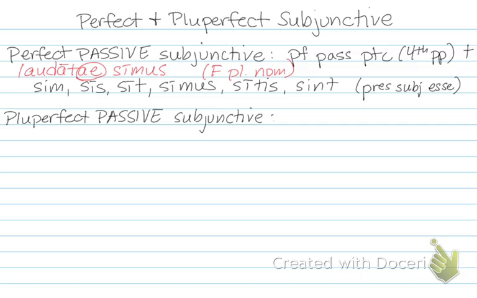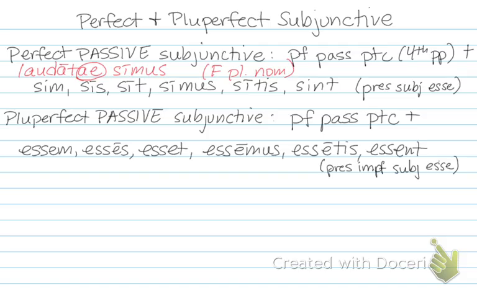So here I have picked feminine plural nominative for a hypothetical feminine plural nominative subject. For the pluperfect passive subjunctive, we will likewise start with the perfect passive participle, and now we will add essem, esses, esset, essemus, essetis, essent, which is the imperfect subjunctive of the word to be. And as a sample, I've picked laudata esset in the third person singular, and I have picked laudata to agree with a hypothetical feminine singular subject.